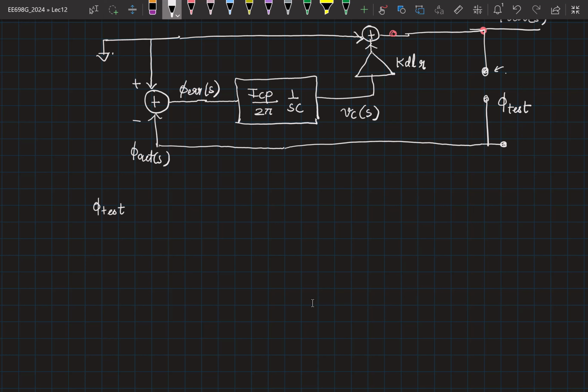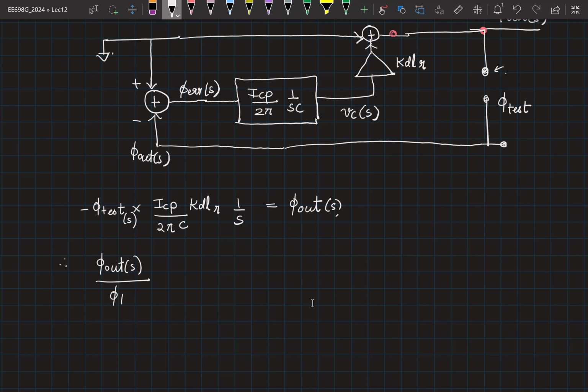Phi test, you have a negative sign here, minus of all this multiplication, into ICP by 2 pi C KDL R into 1 by S is equal to your phi out. Therefore, phi out of S by phi test of S is basically all these quantities: ICP KDL R by 2 pi C into 1 by S with a negative sign. The negative sign is coming because this is a negative feedback. This is equal to minus L of S.